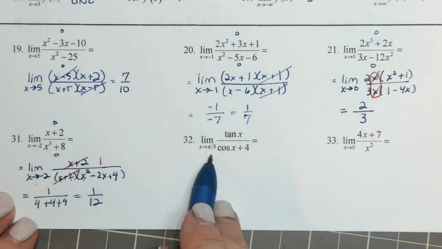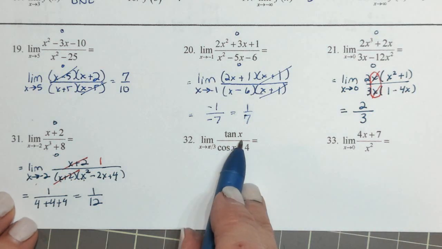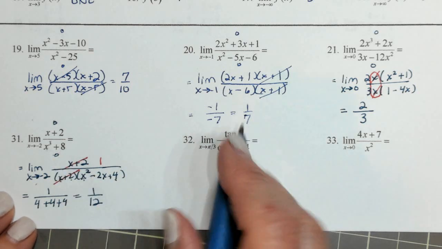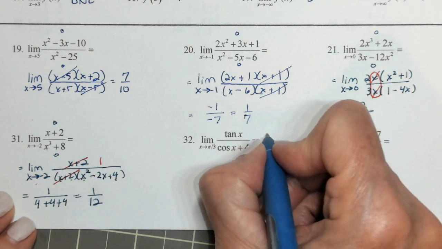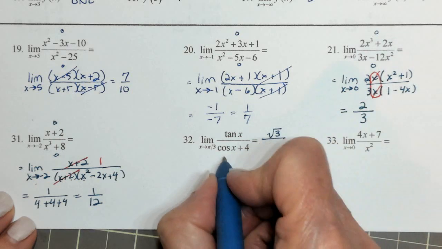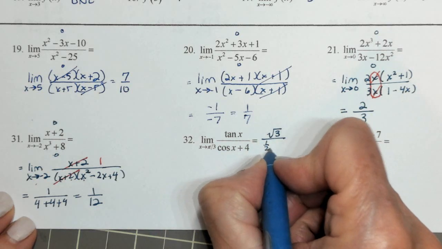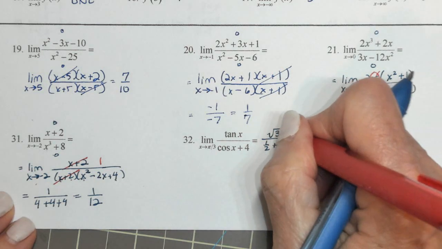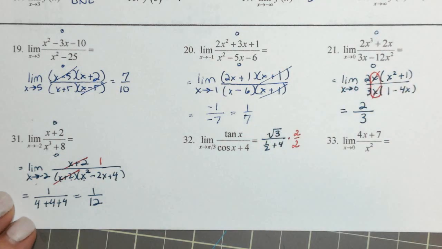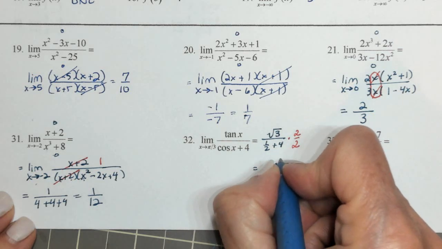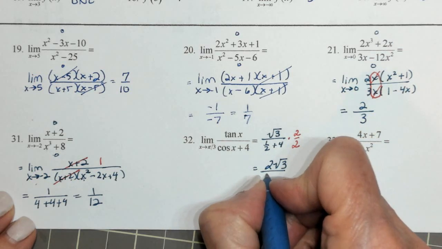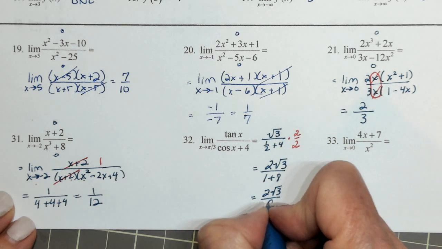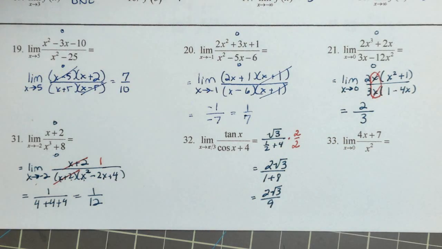Okay, this limit. Tangent of pi over 3 is not a 0, so I'm not going to get a 0 over 0. There's no hole. Tangent of pi over 3 is square root of 3. Cosine of pi over 3 is 1/2. If I multiply top and bottom by 2, I will get 2 square root of 3 over 1 plus 8, which is 2 square root of 3 over 9.